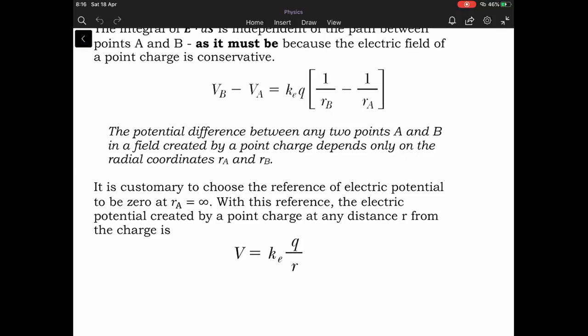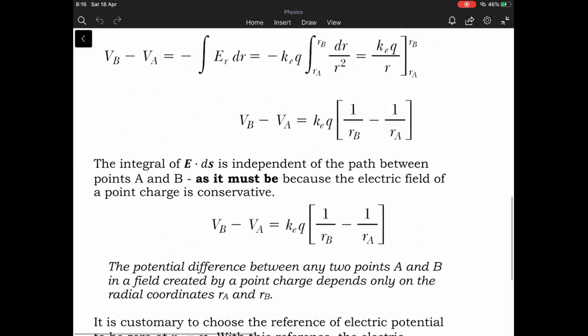Yes Shrey, speak, beta, what is the doubt? It says that as it must be, because the electric field of a point charge is conservative. I do not understand that point. For that you have to refer to previous lectures. Okay, sir. The integral of E dot ds is independent of the path between points A and B. What was the definition of potential and potential energy?